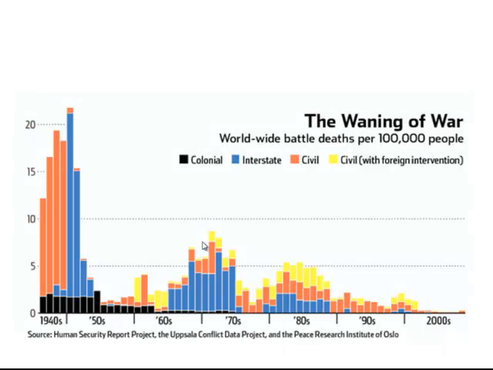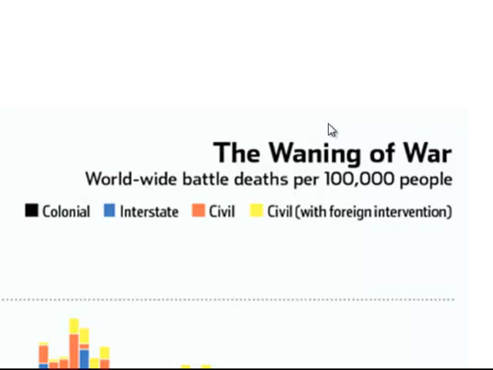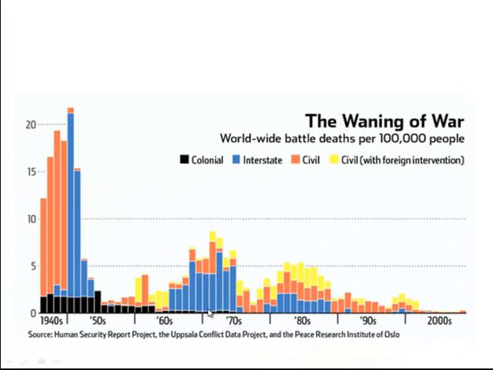So this is one of the graphs that comes out of his book. And it just looks at the number of wars in the world. Worldwide battle deaths per 100,000 people. This gives us that kind of ratio. Well, during the 1940s, we had World War II. Okay, we're getting into the Korean War. We're getting into the Vietnam War into the 60s. Look at this. But look at the 2000s.